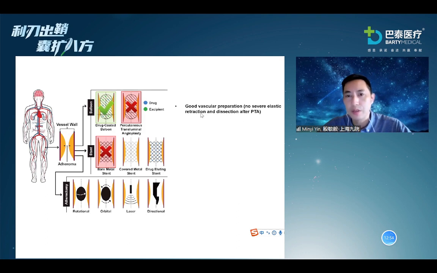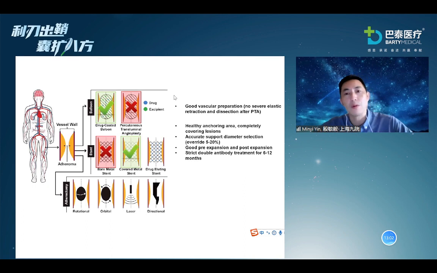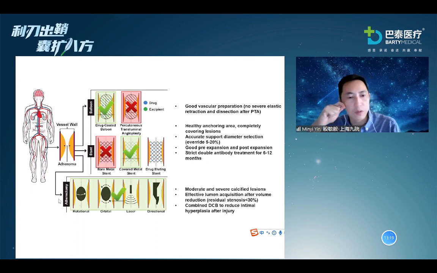For DCB, vessel preparation is the key. When we do the vessel preparation, there shouldn't be severe dissection and recoil, and in such a case, DCB can have very good results and maintain patency. And for the graft, the anchoring area should be healthy, and the diameter selection should be oversized by 5 to 20%, and also the post-intervention medical treatment is very critical.